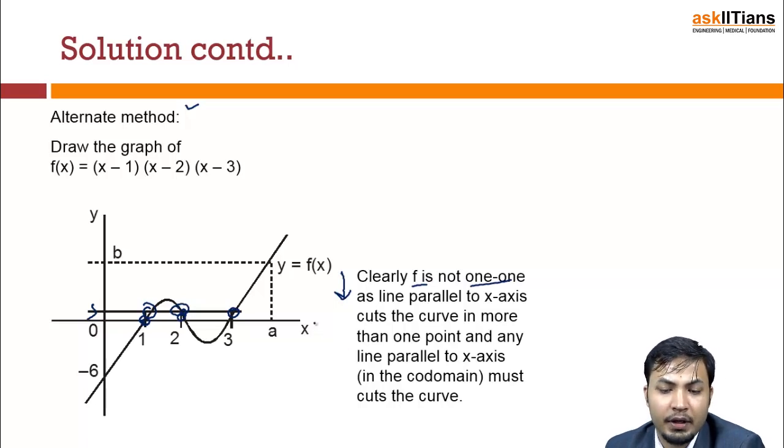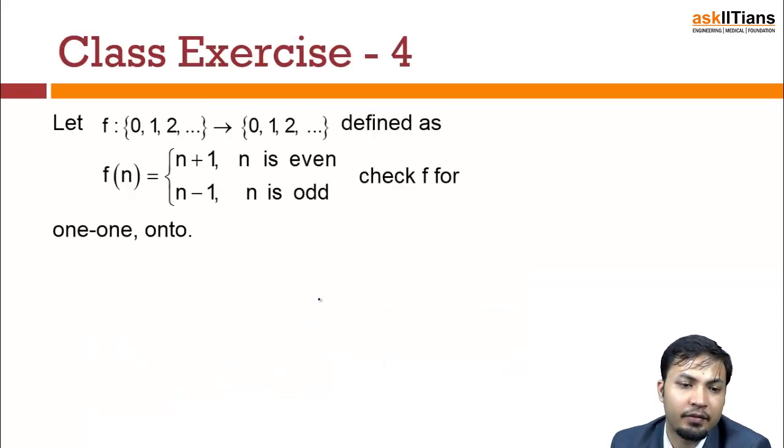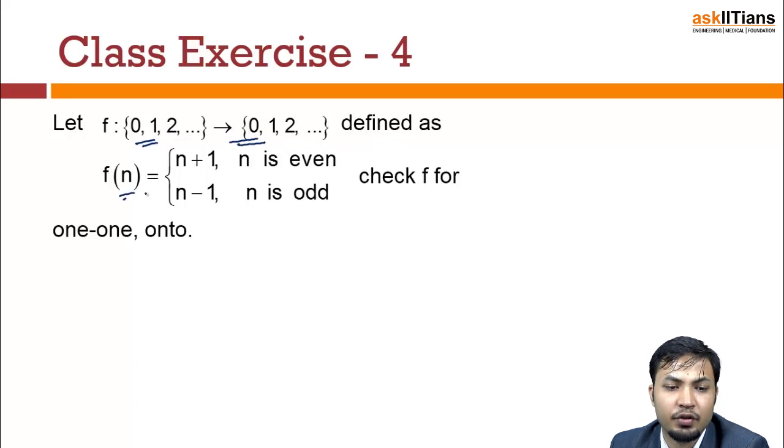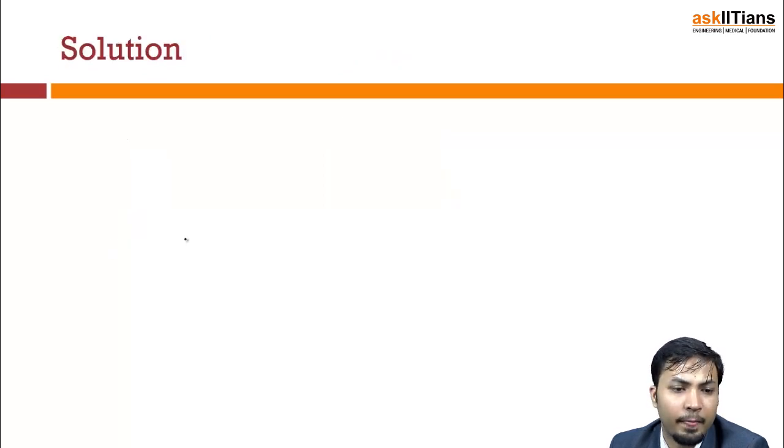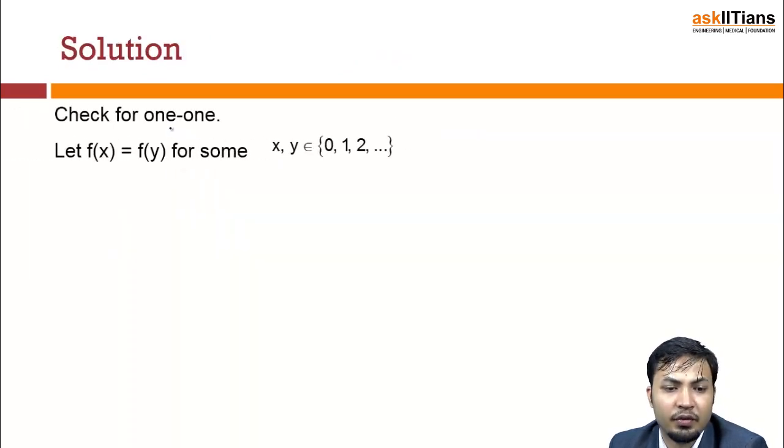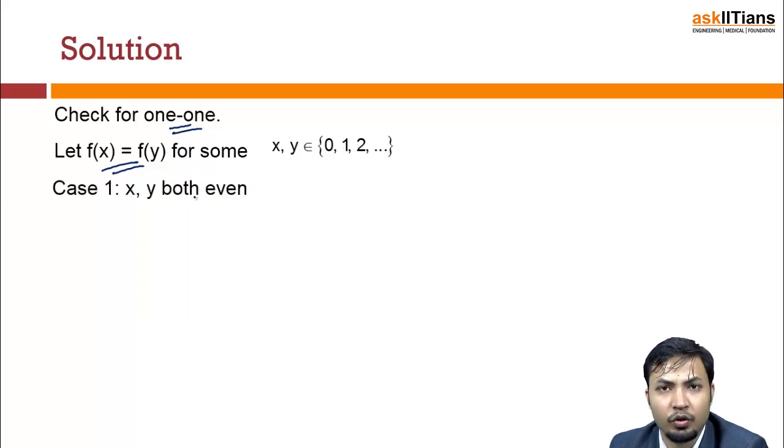Now, in the next question, I have f from {0, 1, 2, 3, ...} to itself, defined as f(n) = n + 1 when n is even, and n - 1 when n is odd. Check the function for one-one or onto. Similar to that, we start with checking one-one. I let f(x) = f(y) for some x, y belonging to {0, 1, 2, 3, ...}. So, in case 1, I take x and y both even.